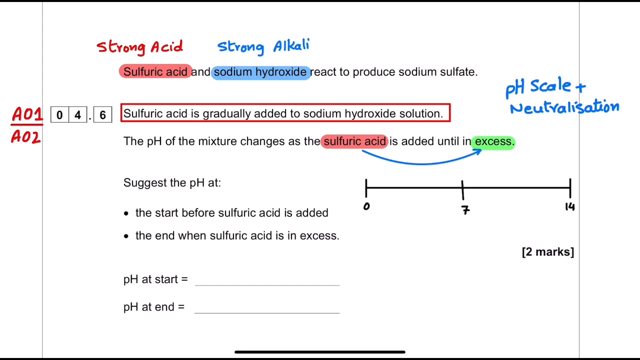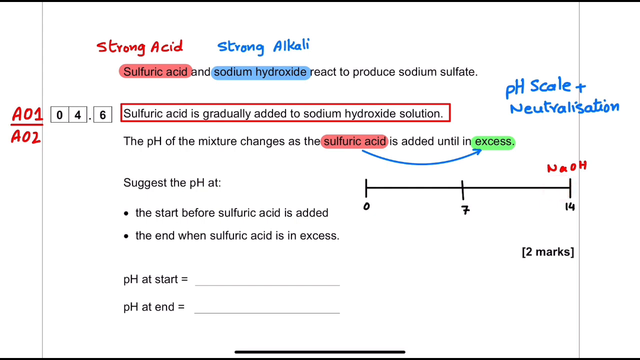Suggest the pH at the start before the sulfuric acid is added and at the end when sulfuric acid is in excess. Sodium hydroxide is a strong alkali, so it lies in this region, and I drew the pH scale here having the range of 0 to 14. So sodium hydroxide is in the range of 12 to 14 because it is a strong alkali.